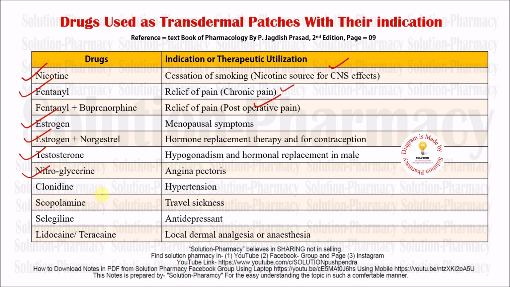The next one is clonidine, that is used for hypertension management. Next one is scopolamine, that is used for travel sickness reduction. Next one, selegiline, this is used as an antidepressant. So if any person is having depression, then for the treatment of that depression, she or he should use selegiline transdermal patches after consultation with the physician. The last one for this lecture is lidocaine or tetracaine, which are examples of local anesthetics and are used for the relief of local dermal pain or a particular anesthesia effect in a particular part.